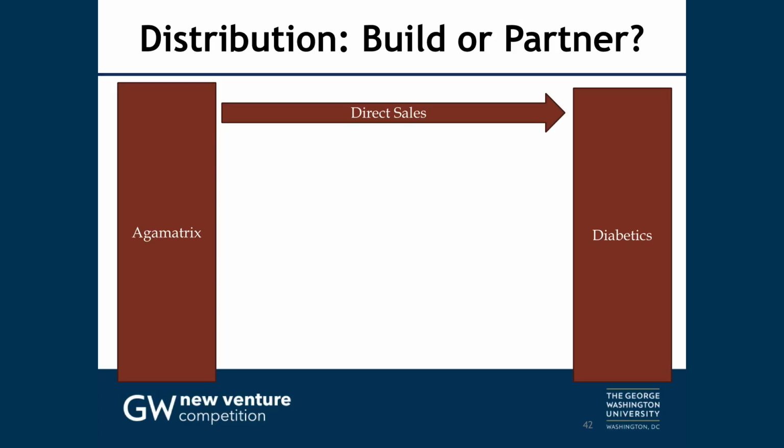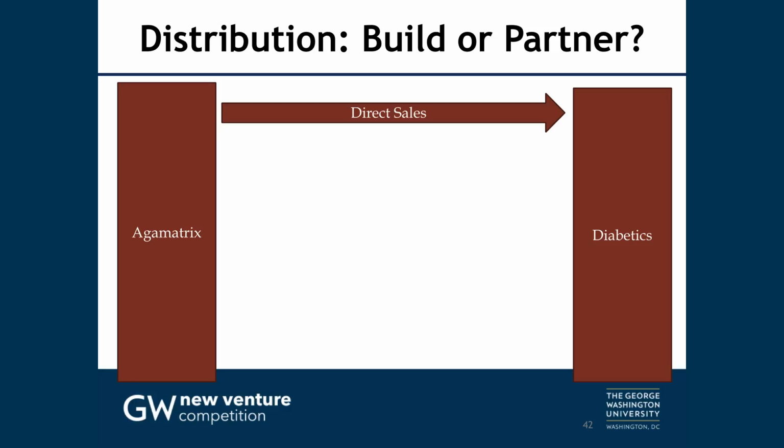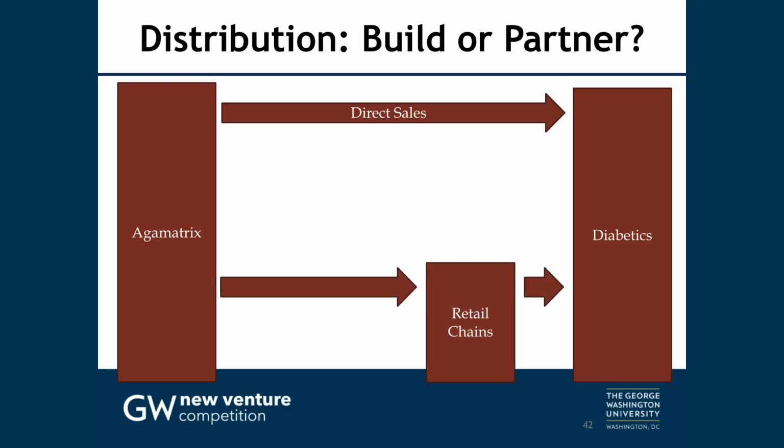So now I'm going to talk about distribution. Distribution can also be thought of as analogous to the channel. So how are you going to deliver your product to your customer? When Agamatrix started out, we thought we would do a direct sales approach. We would create our own sales force and sell directly to the diabetics. That was our initial idea. The second thing we tried was selling through the retail chains. So now we had our sales force trying to sell to the retail chains, and then the retail chains would handle the distribution to the customers.